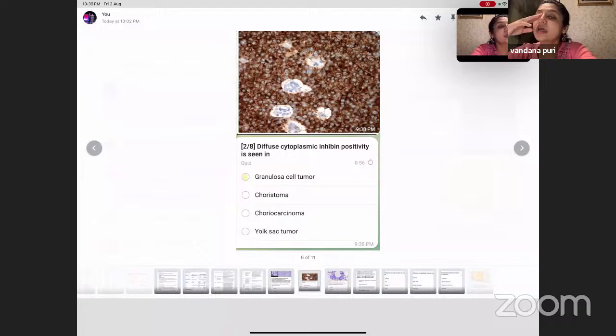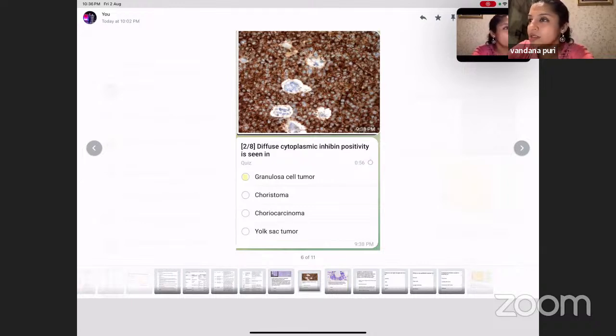Apart from that, you have to remember Schiller-Duval bodies are the bodies of yolk sac tumor. Yolk sac tumor in males has a very good prognosis and usually occurs in males less than 2 years of age, but in females, yolk sac tumor does not have a good prognosis and usually occurs in middle-aged females. That is one thing you have to always remember.